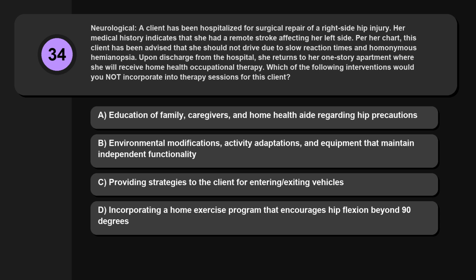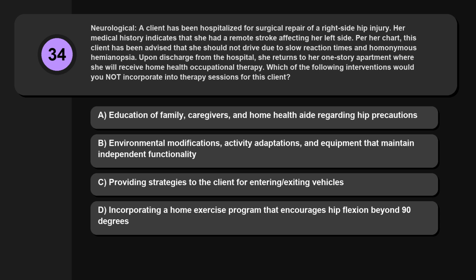Question 34. Neurological. A client has been hospitalized for surgical repair of a right side hip injury. Her medical history indicates that she had a remote stroke affecting her left side. Per her chart, this client has been advised that she should not drive due to slow reaction times and homonymous hemianopsia. Upon discharge from the hospital, she returns to her one-story apartment where she will receive home health occupational therapy. Which of the following interventions would you not incorporate into therapy sessions for this client?